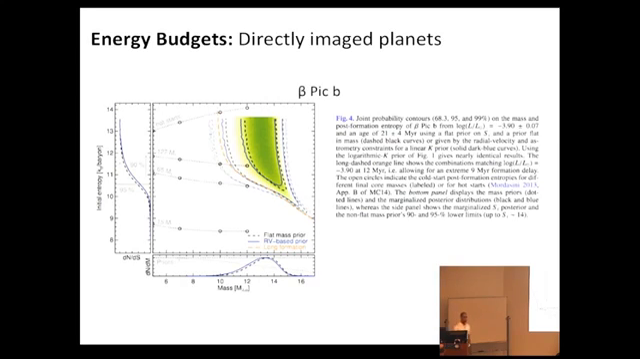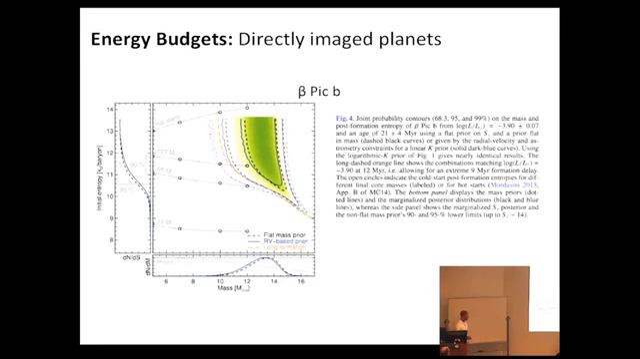Remember, these directly imaged planets are young and are still releasing significant heat of formation. And so the initial entropy of the planet plays a big role in how much heat these planets have to give out. I thought this was really interesting, trying to put confidence intervals in this sort of 2D parameter space based on the spectroscopic characterization of the planet.